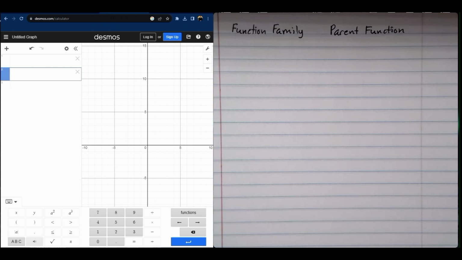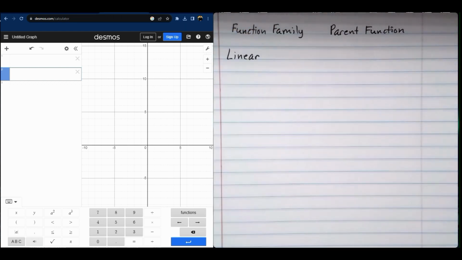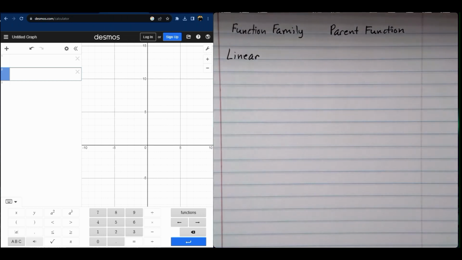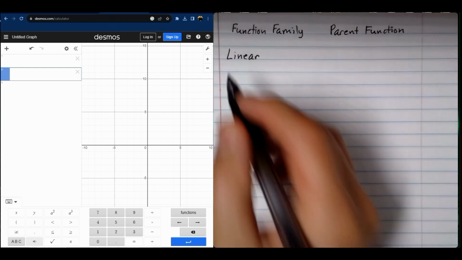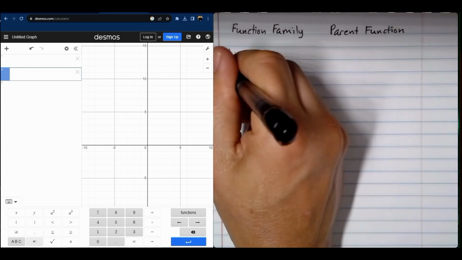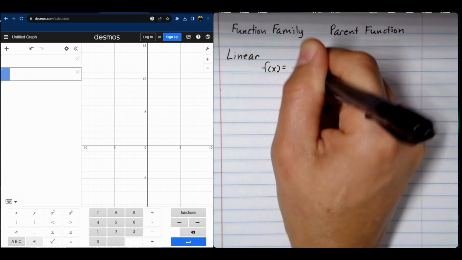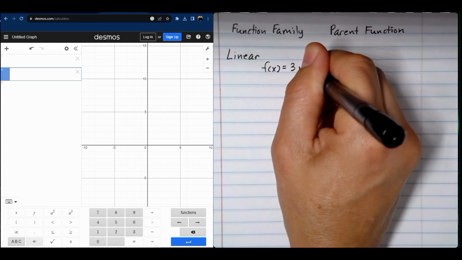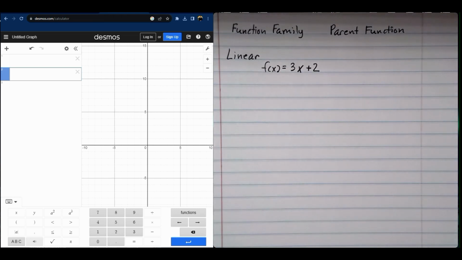Our very first function is going to be linear. Now, that's our function family. There's many different linear equations you've been dealing with, which are what we call linear functions. And a good example, I'm just going to make some random stuff up so that you can see some examples. If we're talking about a linear function, for example, we might use f of x is equal to 3x plus 2. Right, so this is a common function that you've seen in Algebra 1 and even 8th grade math.